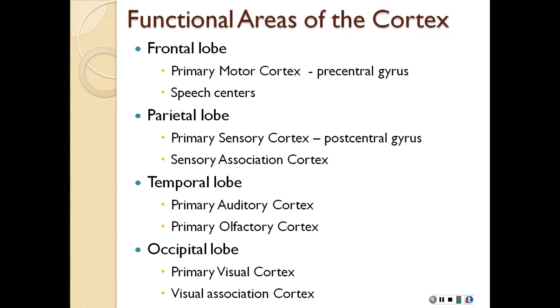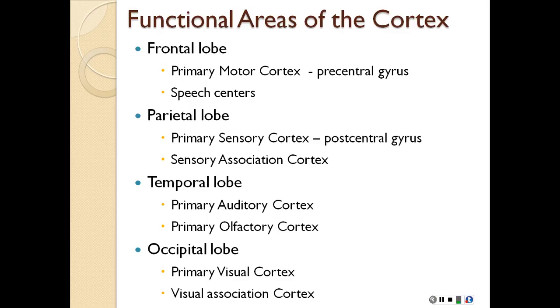Okay, so again, the frontal lobe contains the primary motor cortex, and its specific location is the precentral gyrus. So remember that the precentral gyrus was part of what lobe? The frontal lobe. So that's what we're talking about. The precentral gyrus has an important function of transmitting motor signals to our effectors.